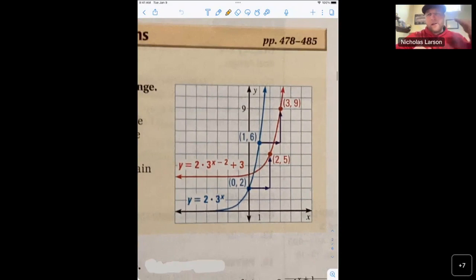And so when I ask you to graph the parent function and the new function, this is kind of what I want to see. I want to see 2 points on the parent function translated correctly to 2 points on the new function.